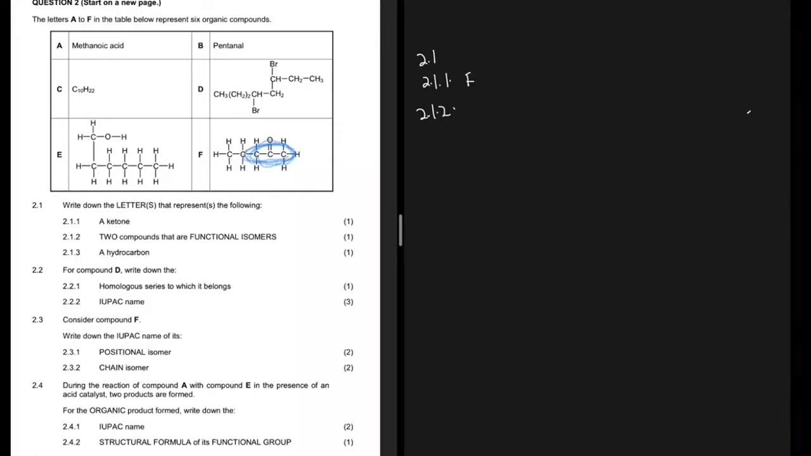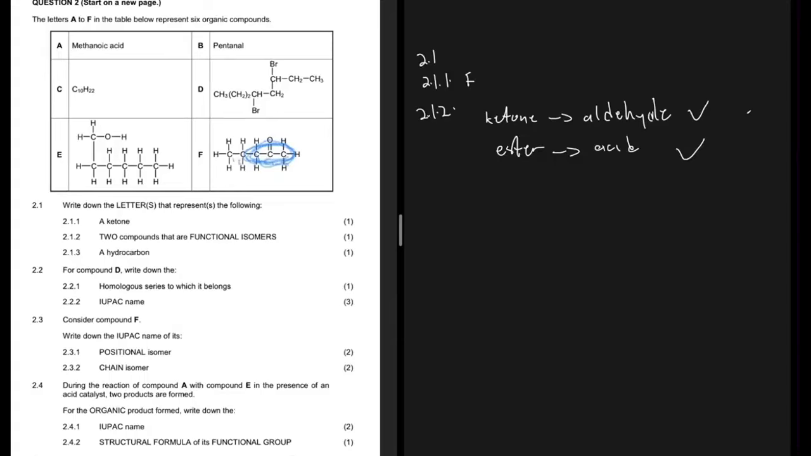2.1.2 says 2 compounds that are functional isomers. A ketone is a functional isomer of an aldehyde, and an ester is a functional isomer of a carboxylic acid, right? These are the only 2 functional isomers we have. So the only ketone we have is F. It has 1, 2, 3, 4, 5. It has 5 carbons.